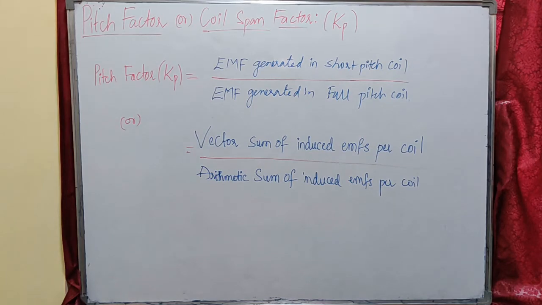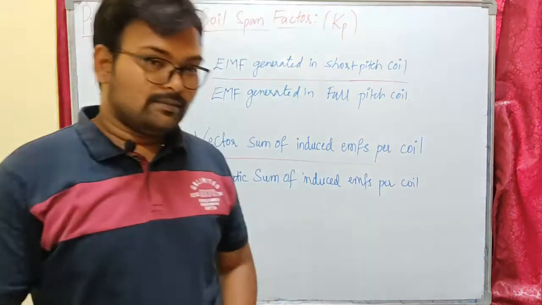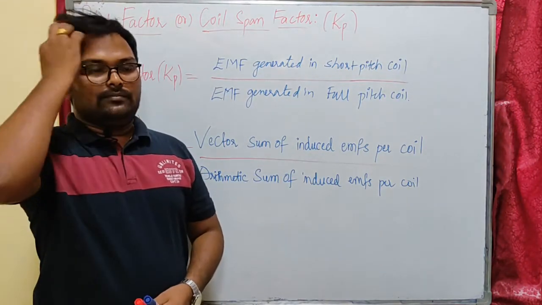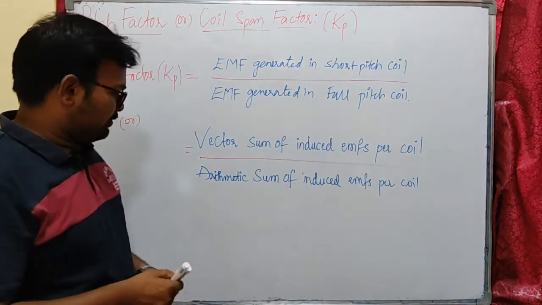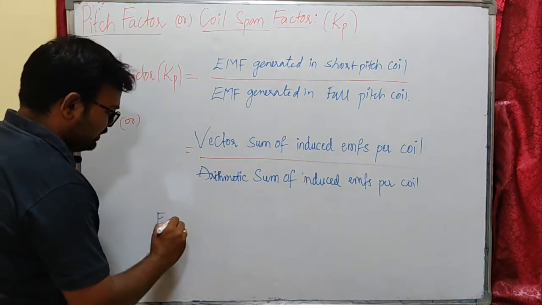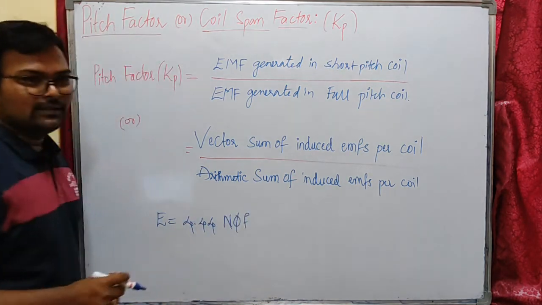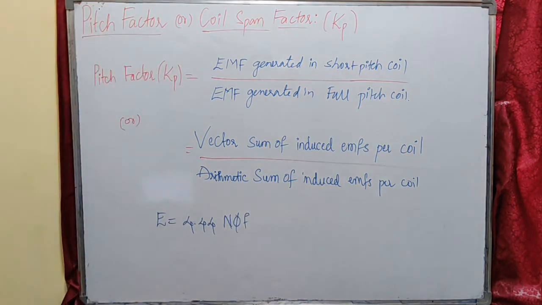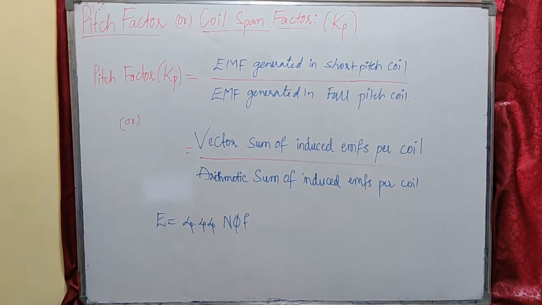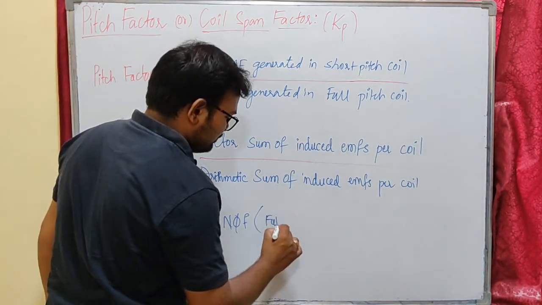Hello students, today we are going to discuss derivation of pitch factor. Okay, so you already know that the EMF equation of a full pitched concentrated winding alternator is E equal to 4.44 N phi F. So this is the EMF equation of concentrated and full pitched winding. Okay, so for a short pitched winding, the above equation will be multiplied with a factor that is called pitch factor.